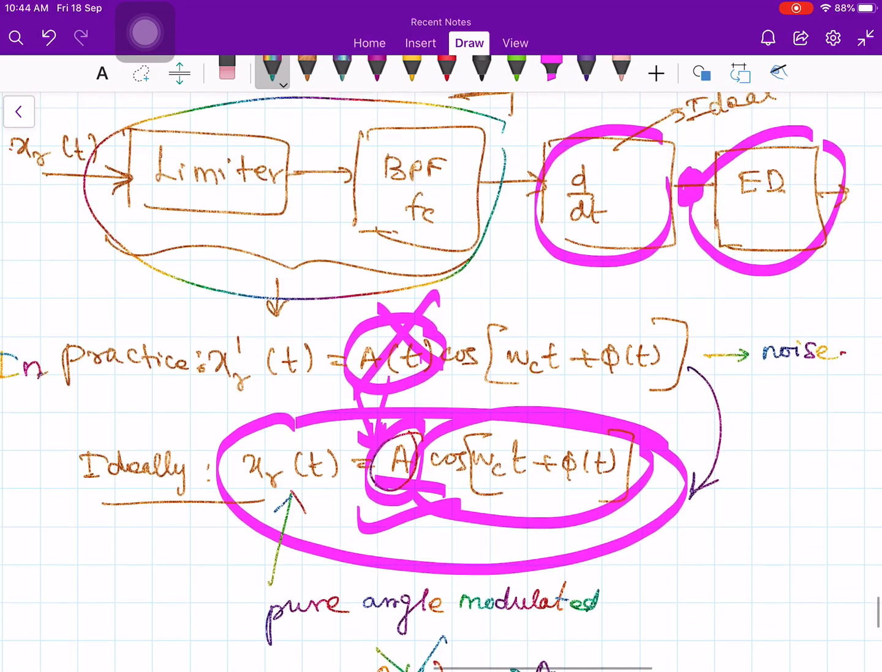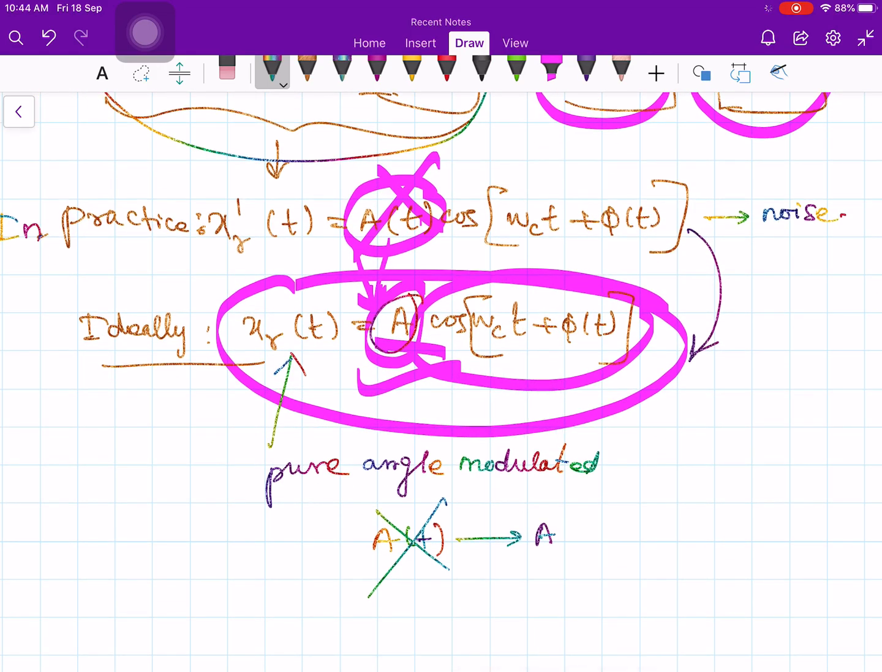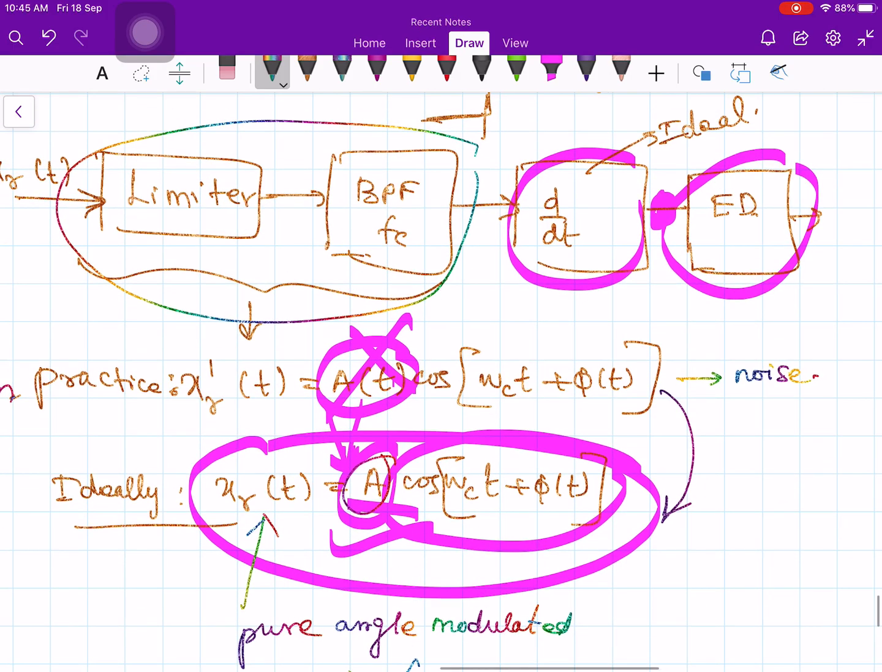So the objective of your limiter and bandpass filter is to convert a non-constant amplitude angle modulated signal into a constant amplitude angle modulated signal, so that we can feed it through the differentiator and the envelope detector to produce the demodulated signal.